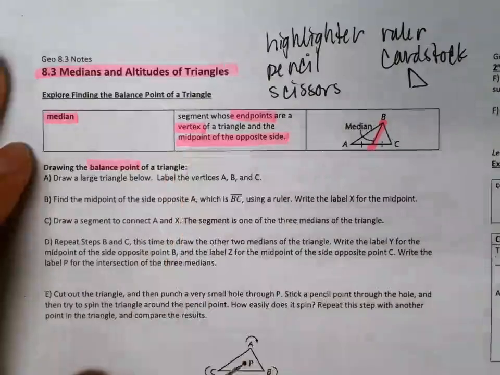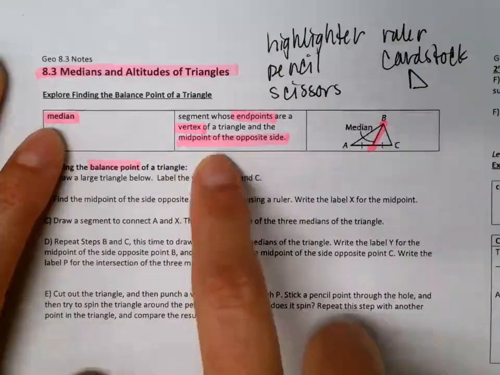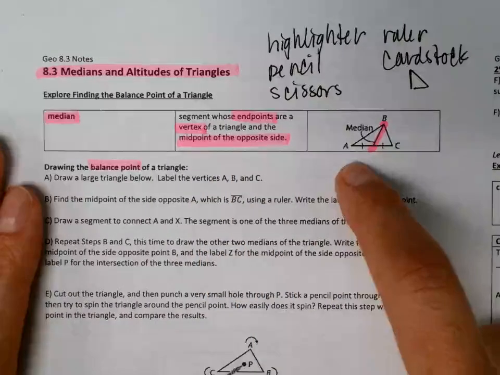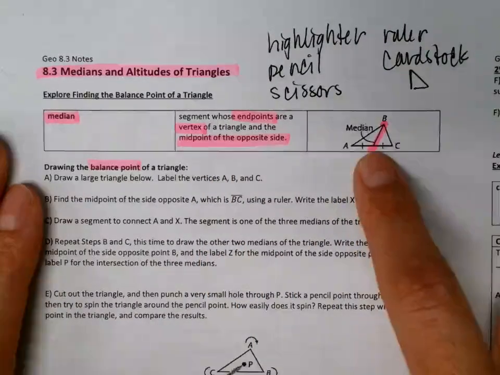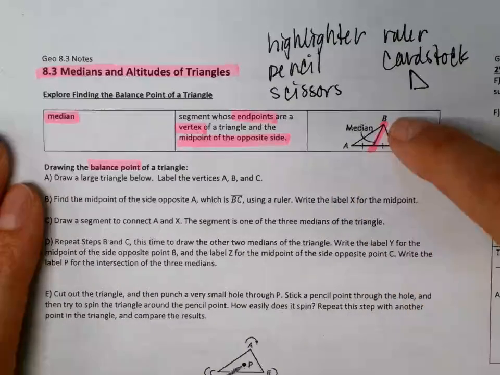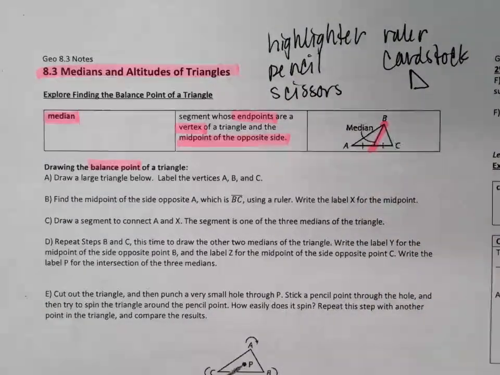So, a median is a segment whose endpoints are a vertex of the triangle and the midpoint of the opposite side. So if you look here, this guy would be a midpoint of this side. That's why these two segments are the same length. And B is across from it. That's the vertex across from it. So a median goes from a vertex to a midpoint of the opposite side.